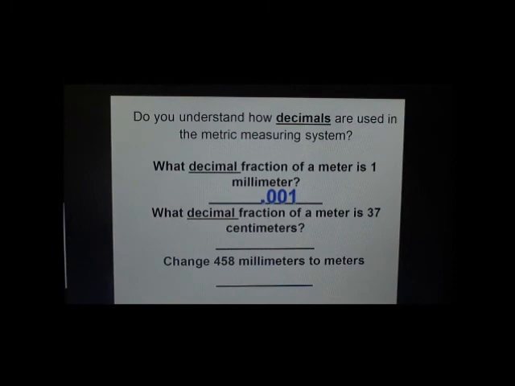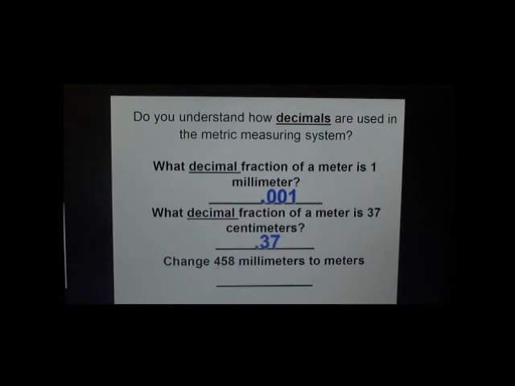What decimal fraction of a meter is 36 centimeters? Well, each centimeter is 1/100th, so 36 of them must be 36/100ths. Now, this seems like a ridiculous question to some people, but I'll explain why it isn't.